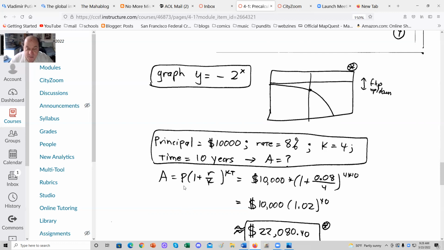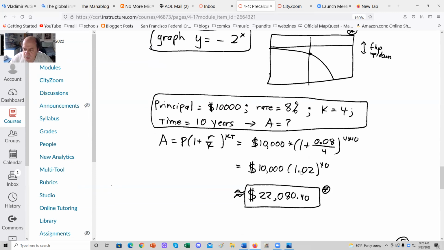The later amount A is P, principal, times 1 plus R over K to the KT. It'll be $10,000 times 1 plus 0.08, that's 8%, over 4, to the power of 4 times 10. So 10,000 times 1.02 to the 40th. And here's the point where you whip out your calculator, and aren't they convenient for that purpose? And you get $22,080.40. So it a little more than doubles in those 10 years. That's known as a doubling time.